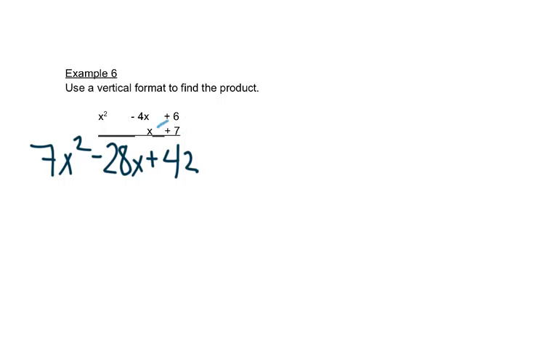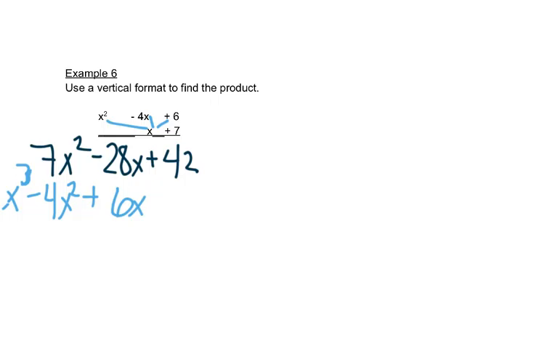Then we're going to take this x times everything. So x times 6 is 6x, but we're not going to put it in the far right, we're going to put it under the other x. It's positive, so we'll put a plus in front of it. And then x times a negative 4x is a negative 4x squared. And then x times x squared is x to the third.